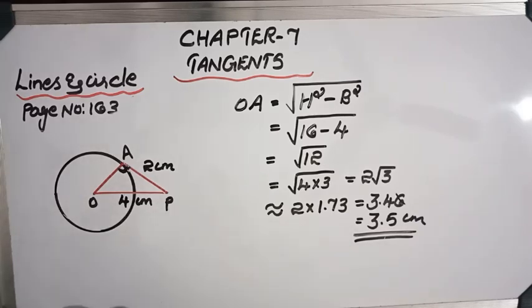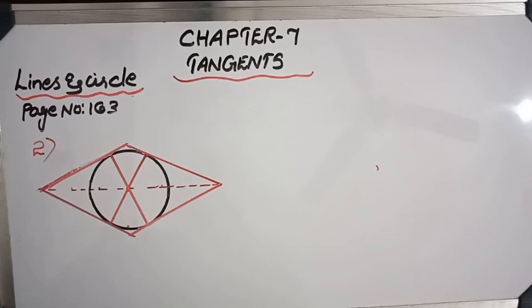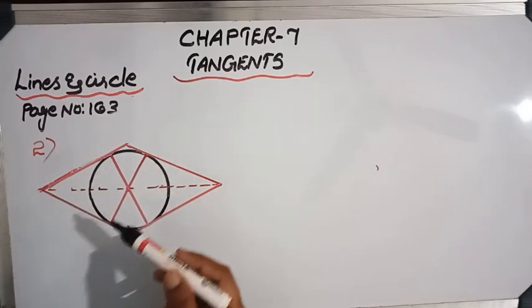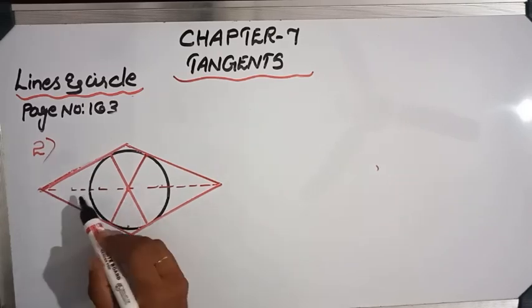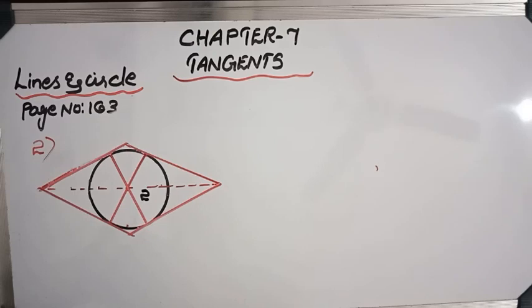So first question over. Next is question number 2. In the picture, all sides of a rhombus are tangents to a circle. Draw this picture in your notebook. Here in this question, we have to draw a rhombus around the 4 centimeter diameter circle. 4 centimeter diameter is given, that means 2 centimeter is the radius of the circle.